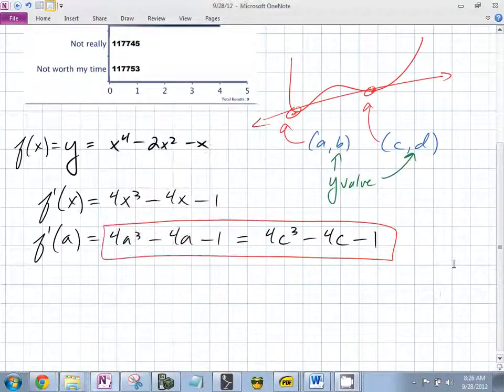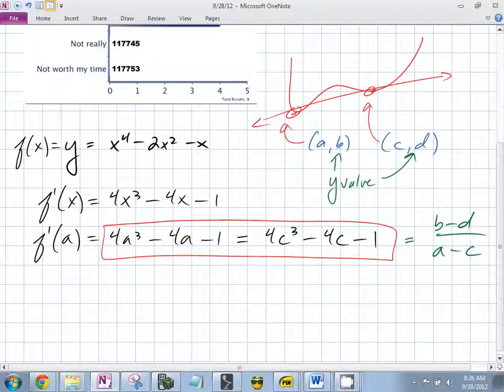You're solving for A, B, C, and D. You need more information. What's one other relationship you know you have? You know the derivative at each of these points is the same, but what's another way to get the slope of that line? You also know that these things right here have to equal what? B minus D over A minus C. That is the slope between 2 points.